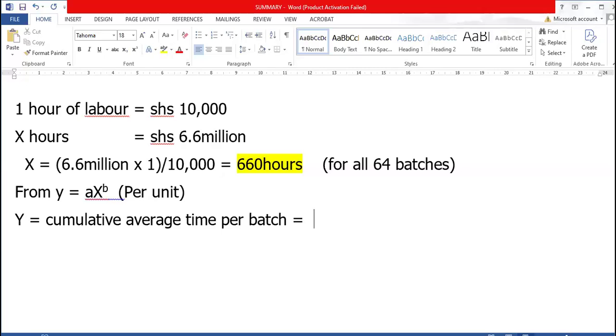So here, how do you get y? It will be this over this time, the whole of this, then divided by the number of batches, because this y is per batch, per unit. Okay, so here you get 10.31 hours. That is per batch. Then A, already we have A in our question.